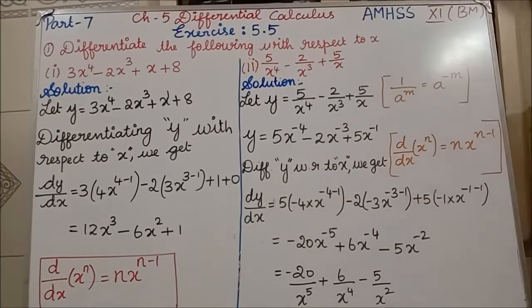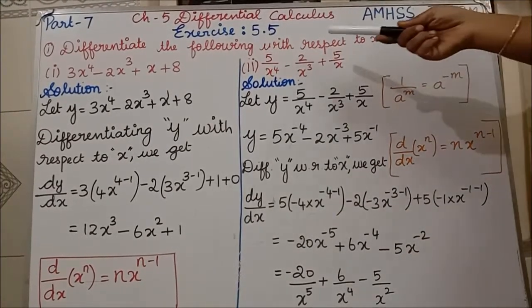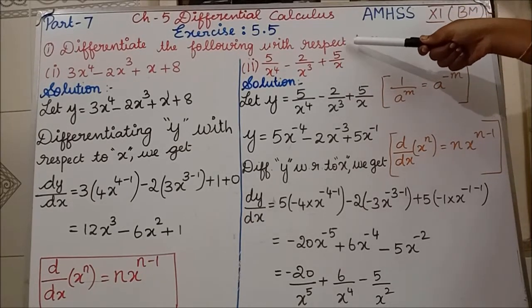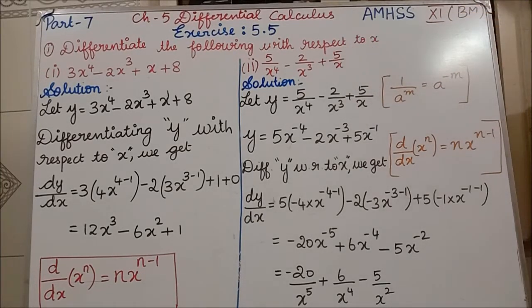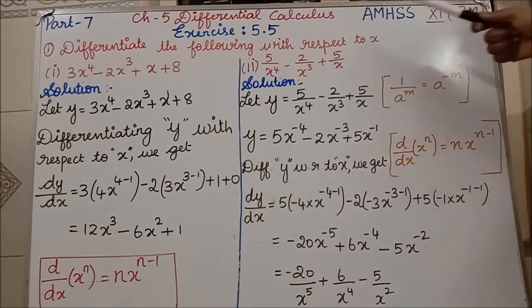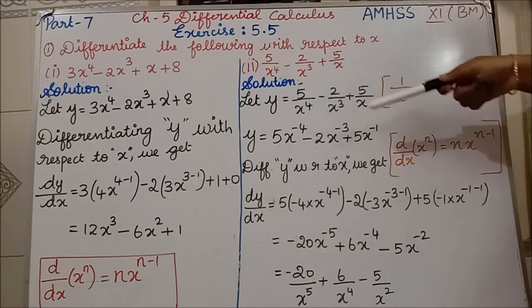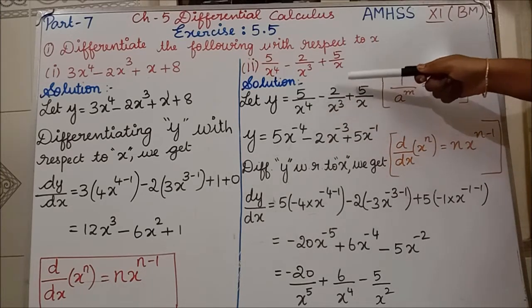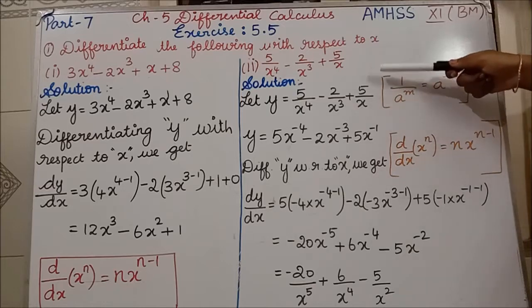See, the second subdivision question is 5 divided by x power 4 minus 2 divided by x cube plus 5 by x. This is our second subdivision question. First step, what we have to do? We have to consider the given question as y. y equal to 5 by x power 4 minus 2 divided by x cube plus 5 by x.